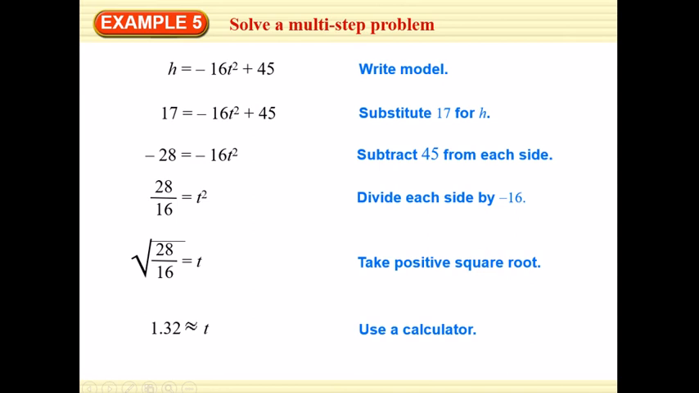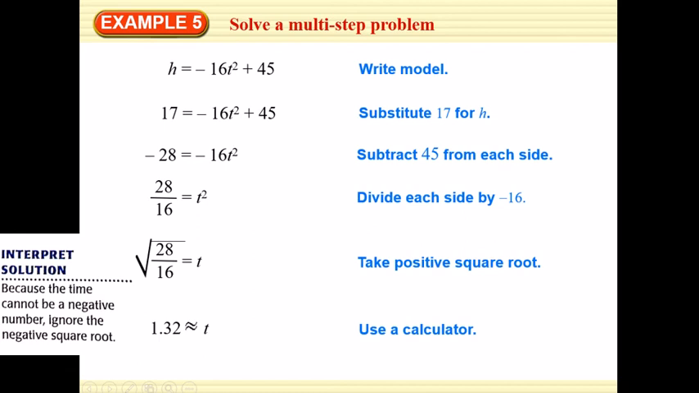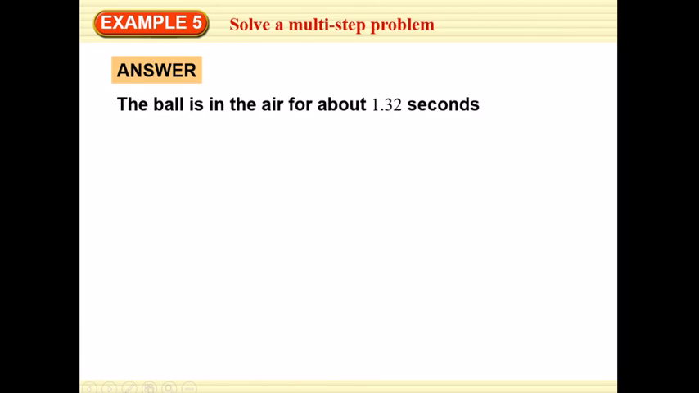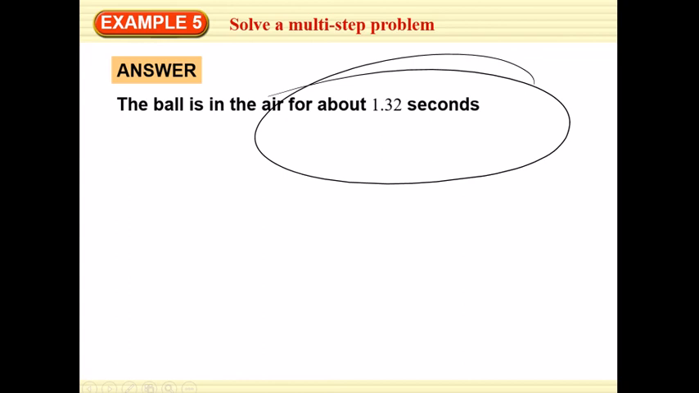So when they take the square root, you need to make sure that on your calculator, if something's not going right, you could slap some parentheses underneath that square root, and that might help you out. So time approximately comes out to 1.32. Interpreting the solution, just like I said, because time can't be negative, we ignore the negative square root. Alright, so the answer, 1.32 seconds.